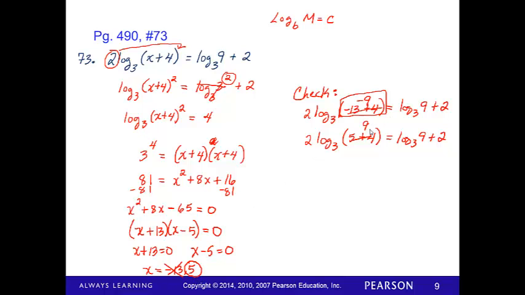And of course, you can check it, but be careful because your calculator doesn't work in log base 3. You'll have to do some extra stuff to check it. But your main check is just to make sure that your argument is positive.